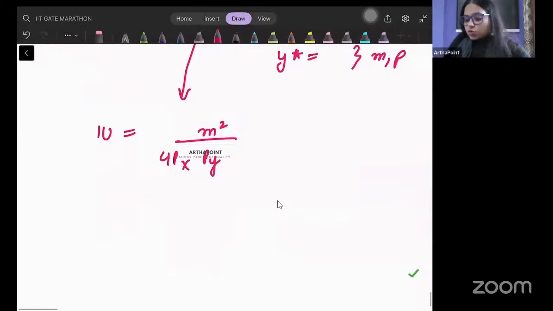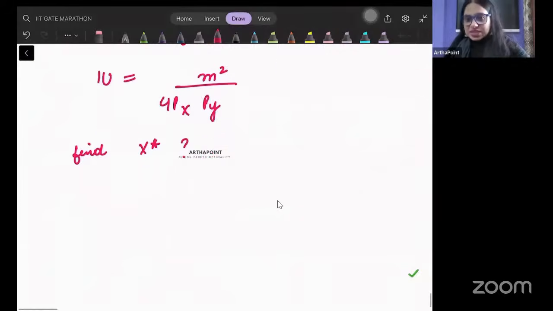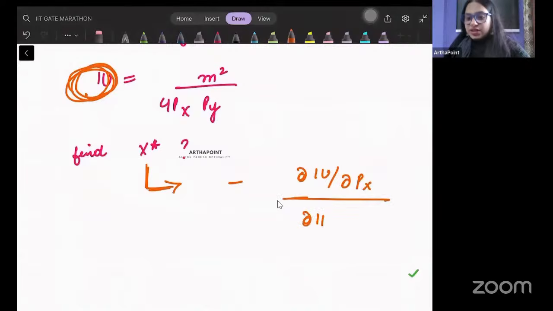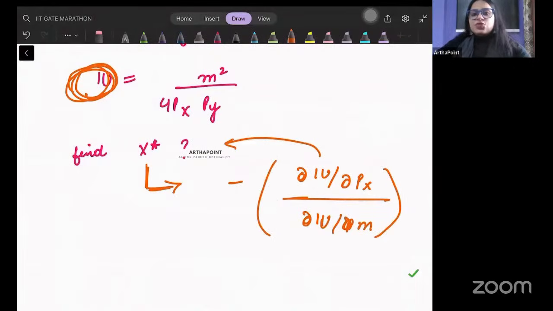And then they're asking you, find the x star. Find out x कितना रहा होगा. Find its Marshallian demand, right? So in this case, you have to apply Roy's identity. Roy's identity says that if you are given this indirect utility function, you can find this x using the formula: differentiate indirect utility with respect to px, differentiate indirect utility with respect to income, and put a negative sign, and that will be the value of x that you will be getting.